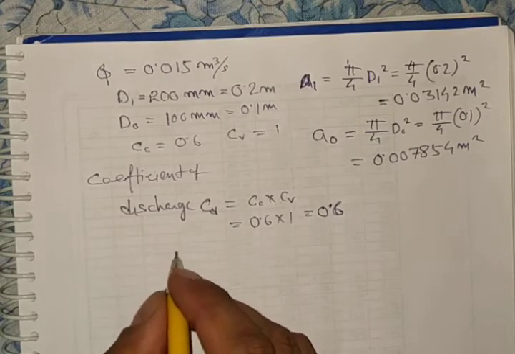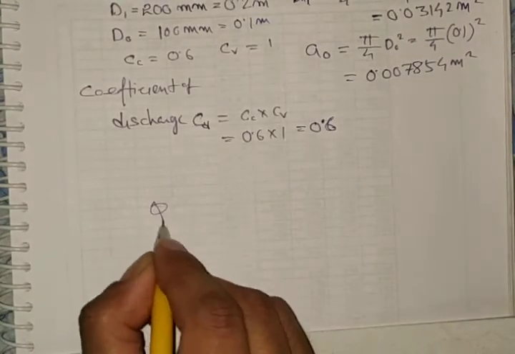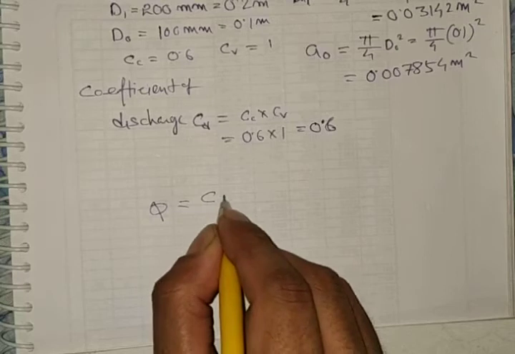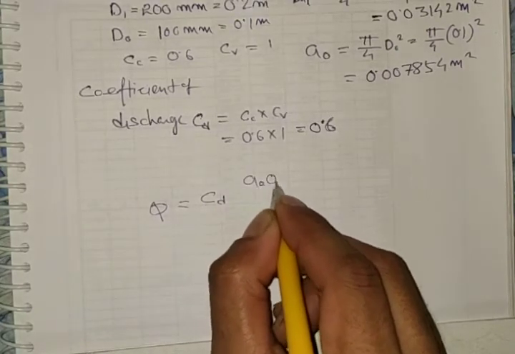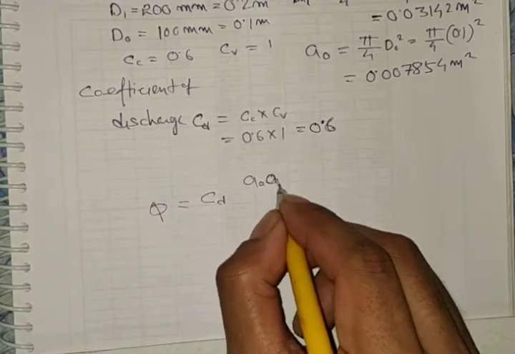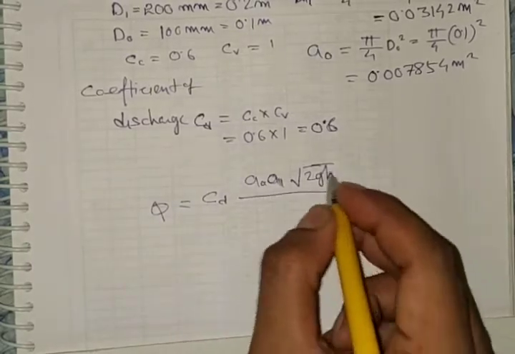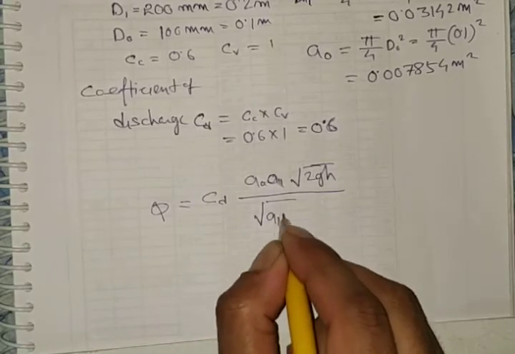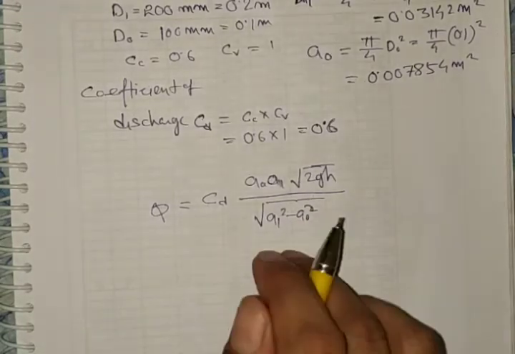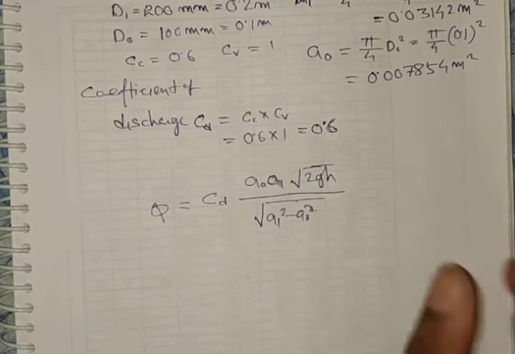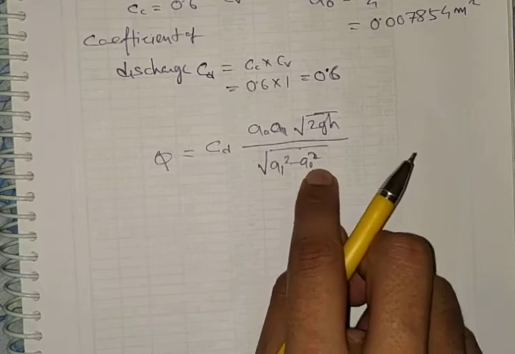Now, as you know, the discharge formula of the orifice meter, that is Q is equal to CD A0 A1 root over 2gh divided by root over A1 square minus A0 square. That is the formula. This is quite similar to the venturimeter, except instead of A2, here we are using A0.